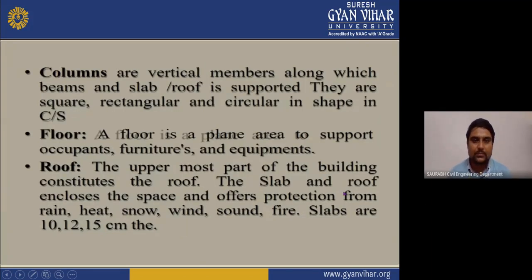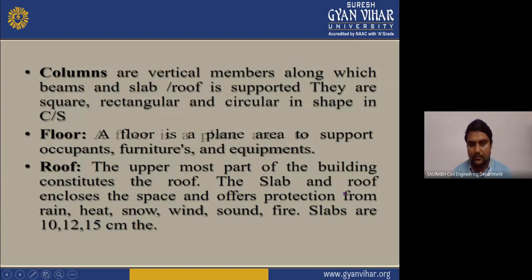Now come to the column. Columns are the vertical members on which the beam and slab roof are supported. They are square, rectangular and circular in shape. As we know, a column can be made in a round shape. They can also be made in rectangular and square shapes. So floor, what is the floor? We also know the floor is a plain area to support occupants, furniture and equipment.